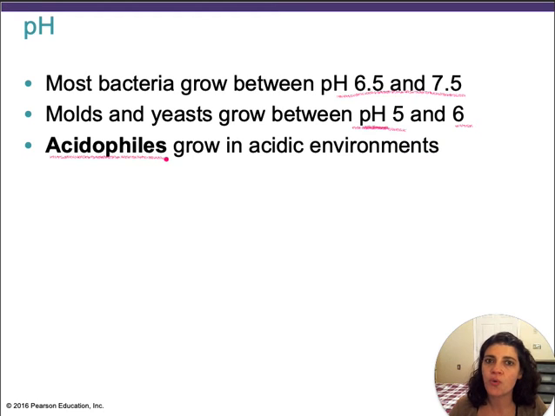Where do they grow and keep other microbes away? For example, in the vagina. There's a lot of lactobacillus in the vagina that has an acidic pH, and they keep other microbes away. So if you have an imbalance in the amount of lactobacillus in the vagina, what happens is that other microbes are allowed to grow, and you can have vaginal infections. See the deal here?